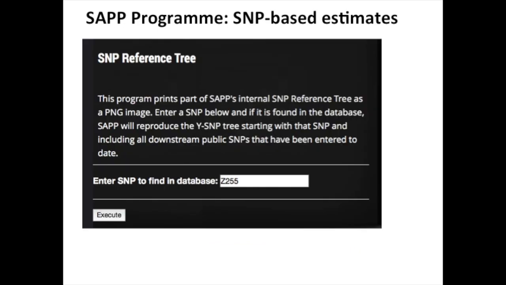Yes, Dave's SAPP Programme also has SNP-based estimates. Now, SNPs are great for dating the more upstream branches of the tree, the reason being that you've got much more SNPs to play around with. But when you get down into a surname project, you may only have one SNP in each of the branches, and you're playing with a lot less data. And what happens when you play with less data? The range around your estimate gets very large indeed.